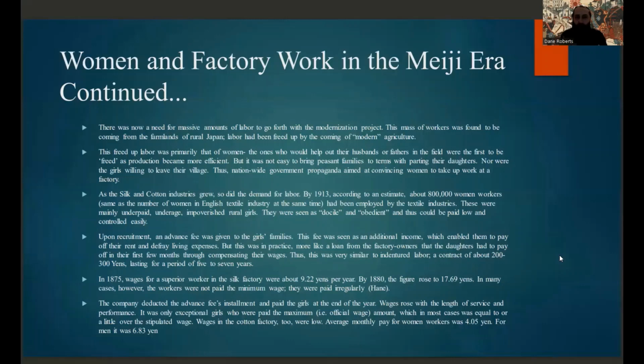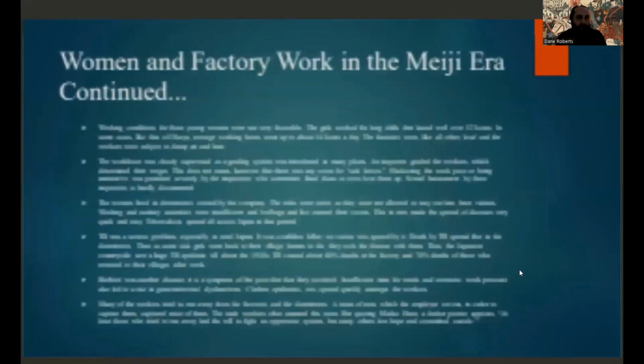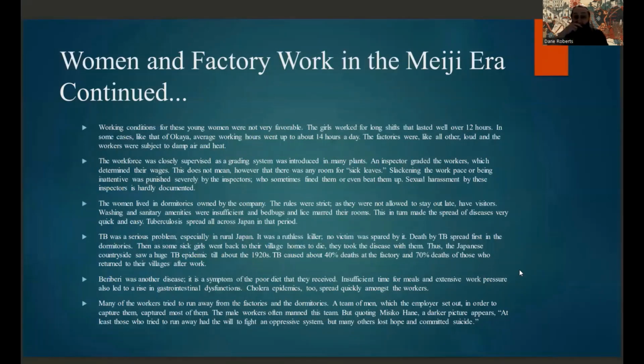However, many women were not paid minimum wage. They were paid irregularly also. And some women in lower factories were only paid about 4.5 yen a year, with men being paid only about 6.8 yen a year. And these working conditions were very similar to working conditions in factories in the U.S. and Britain, and were not very favorable.